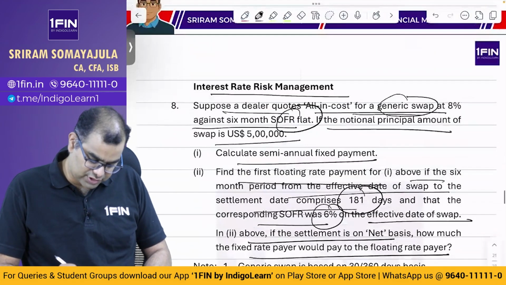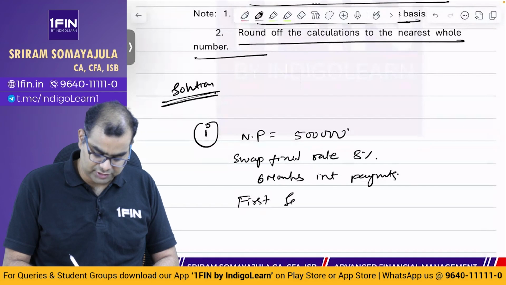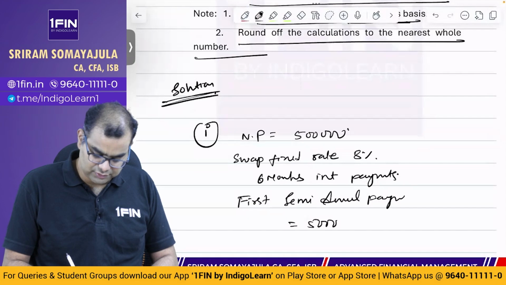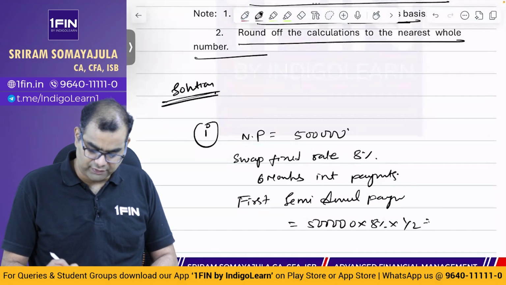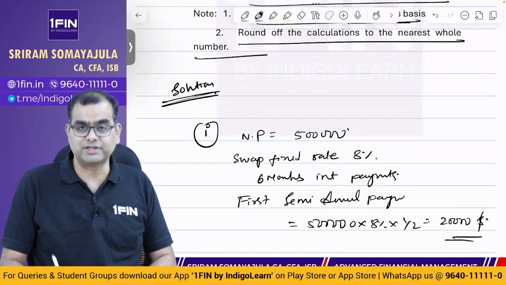What did they ask? First question, first semi-annual payment. First semi-annual payment is equal to 500,000 into 8% into 1 by 2. If it's 40,000, that's 20,000. $20,000. Very simple.